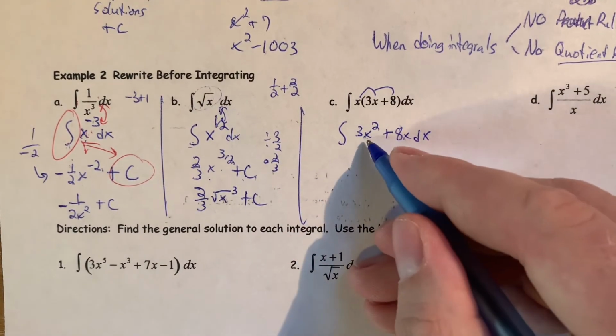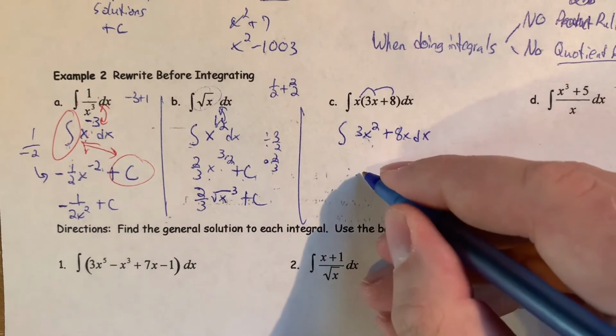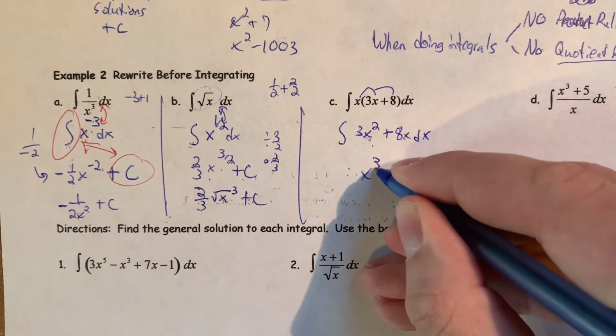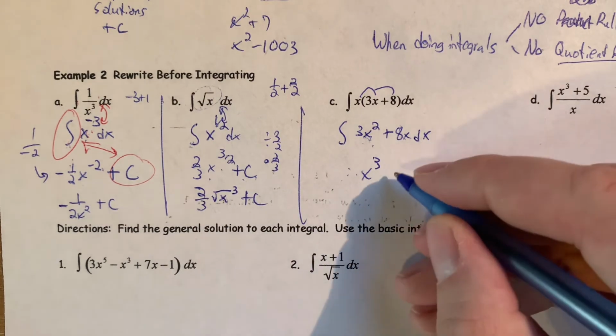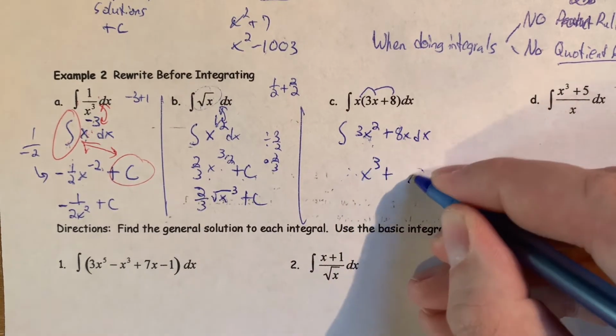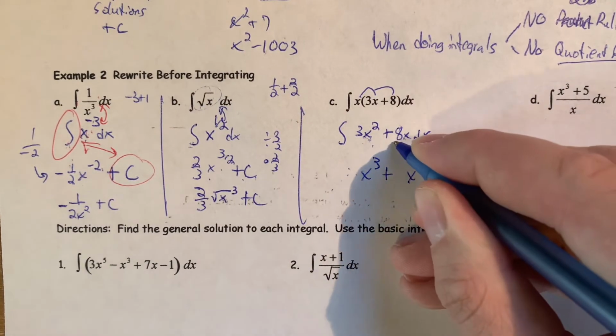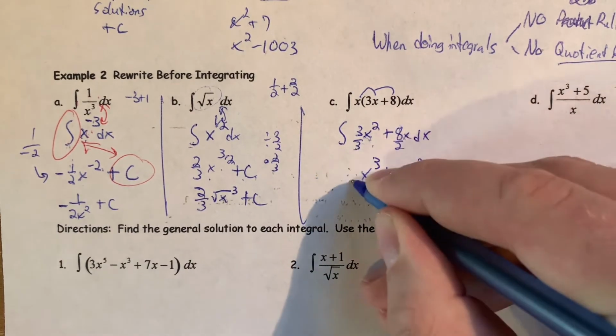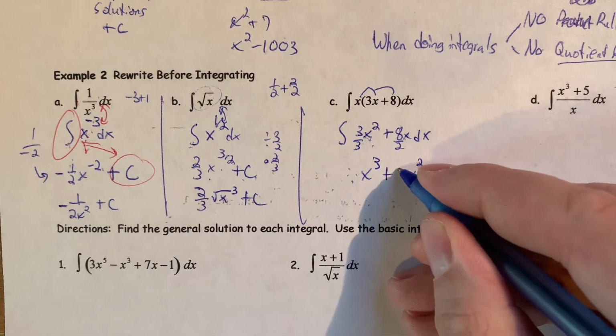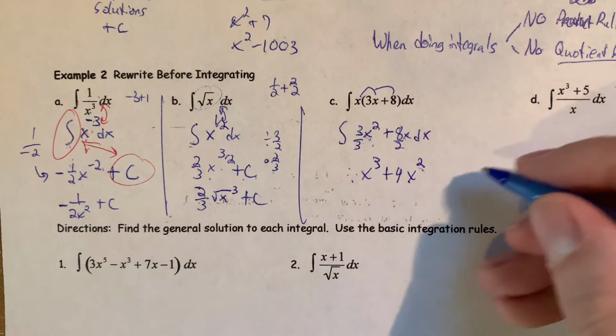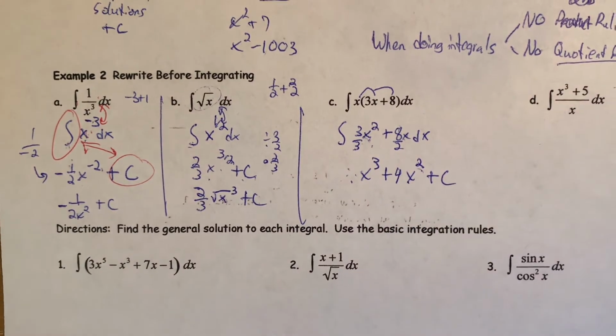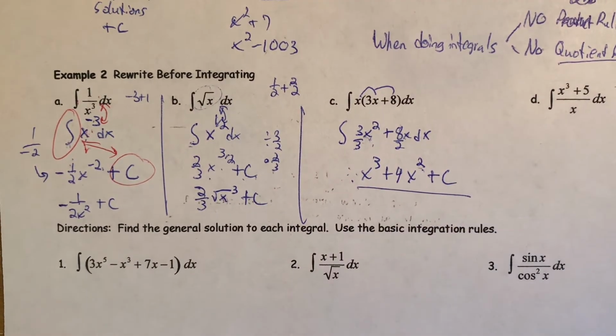So what is the antiderivative of this? Well, we raise the power by 1, and we divide by the power. We raise the power by 1, and we divide by the power. So we divided by 3 here, that's why that's 1. Here we're dividing by 2, and this is 4. And, of course, what do we need at the end? Plus c. So x cubed plus 4x squared plus c.